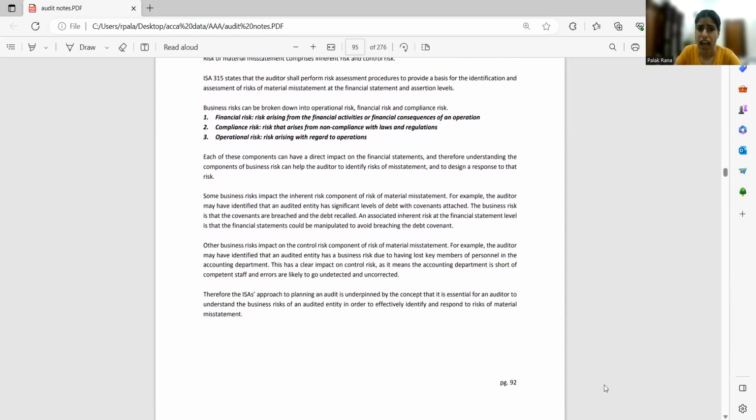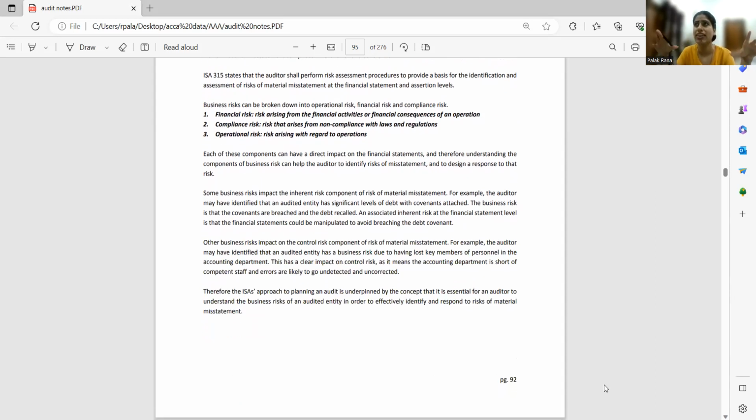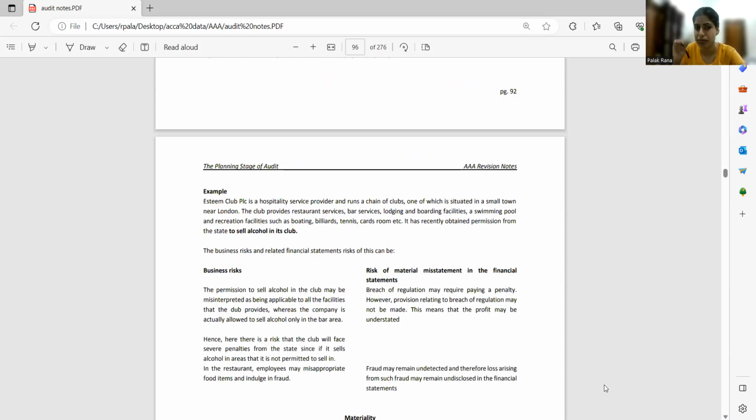Before planning an audit, if an auditor is going for an audit of a company, he has to understand that company and how the operations are being done in it, so that he can understand the business very well. When he understands the business, then he can find the risk of material misstatement in that company's financial statement. So he will have to get into the shoes of the management, into the shoes of that company.